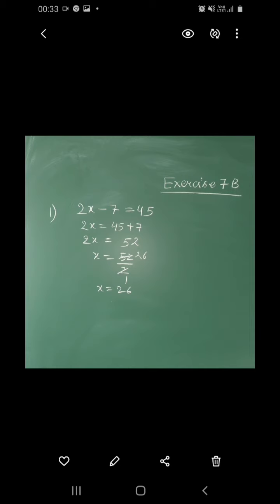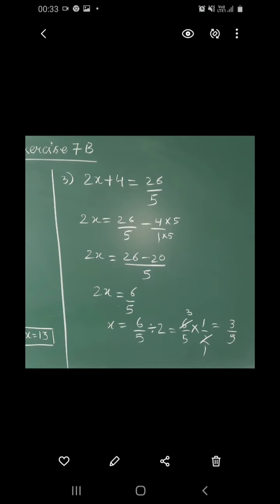Now if you want to check whether your answer is correct or not, verification is not given in the question, but if you are not sure about your answer, you can verify it in the rough column. So place 26 in place of x and check whether LHS is equal to RHS or not. Then you will get to know whether your answer is right or wrong, but it is optional because it is not mentioned in the question.